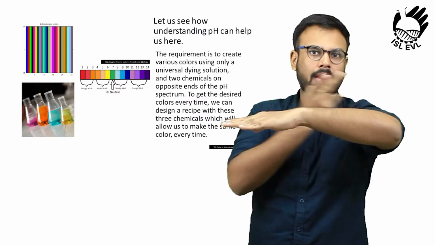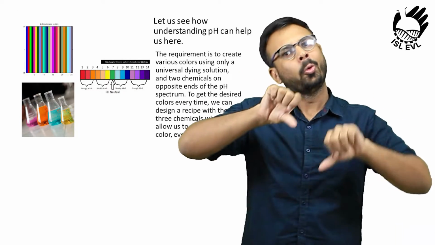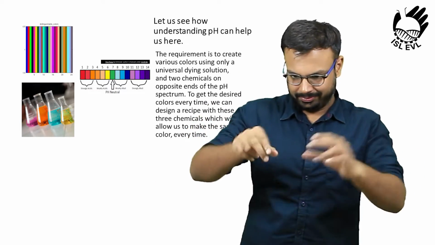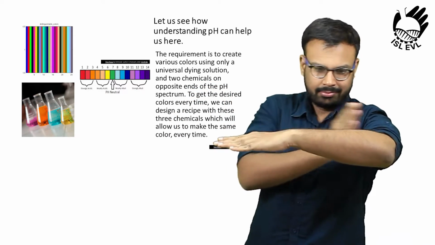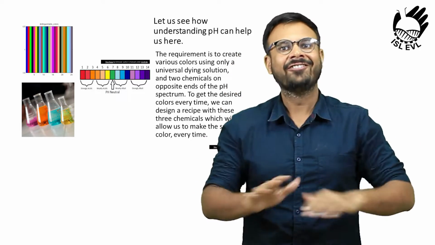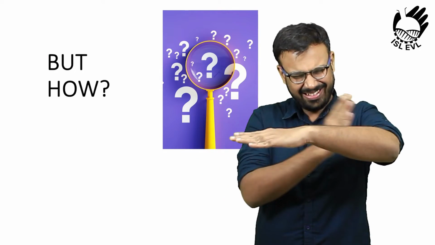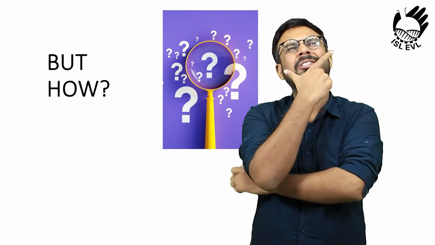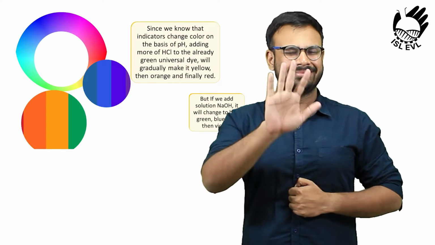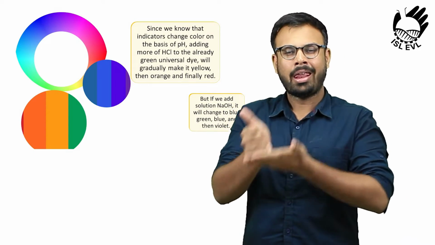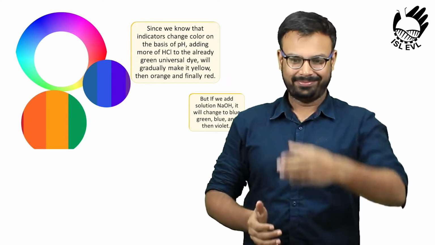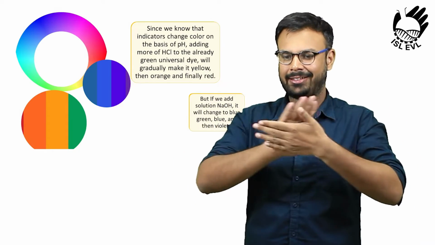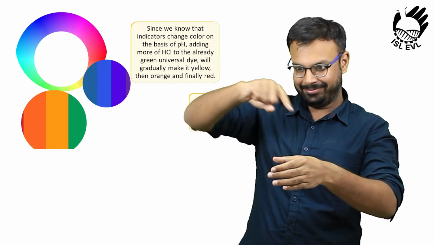Let us see how understanding pH can help us here. The requirement is to create various colors using only a universal indicator solution and two chemicals on the opposite ends of the pH spectrum. To get the desired colors every time, we can design a recipe with these three chemicals that will allow us to make the same color each time we require. But how?